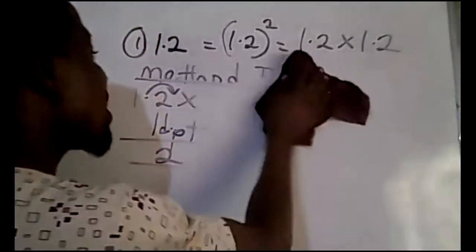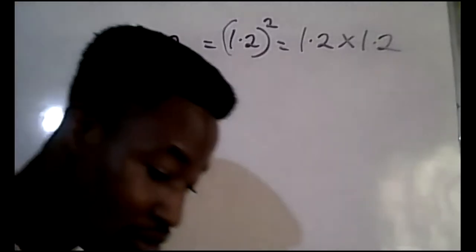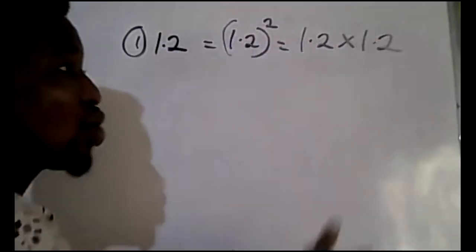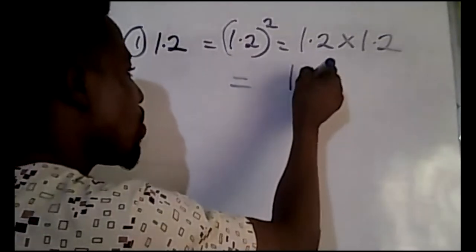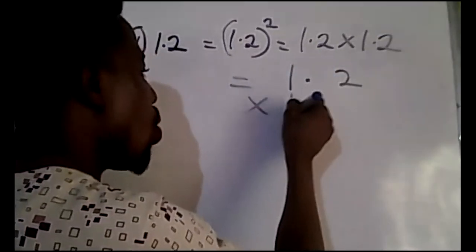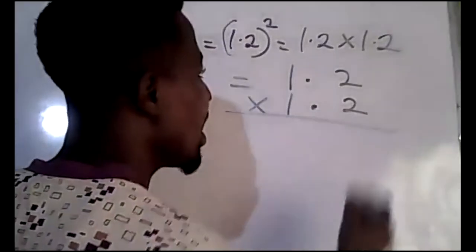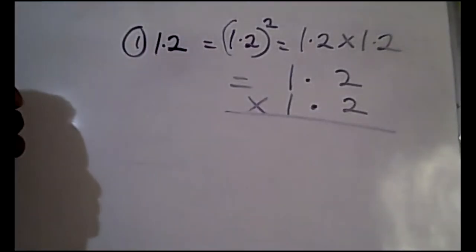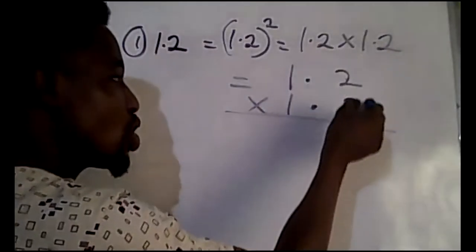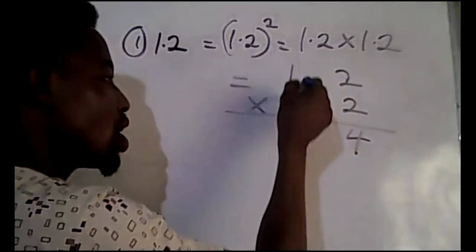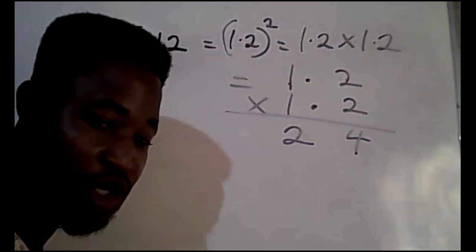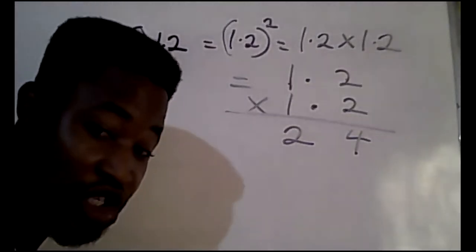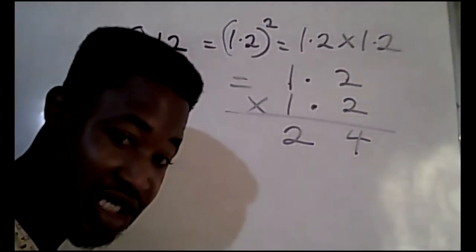Okay, now let's go to the second method, which I call method 2. And that is just multiplying it out using your multiplication method. So you say 1.2 multiplied by 1.2. Is that clear? So 2 times 2 here gives you 4. 2 times 1 here gives you 2. Do not put your point yet. Don't bother about the point yet. When you're done and you've gotten your answers, that's when you bring in the point. Is that okay?